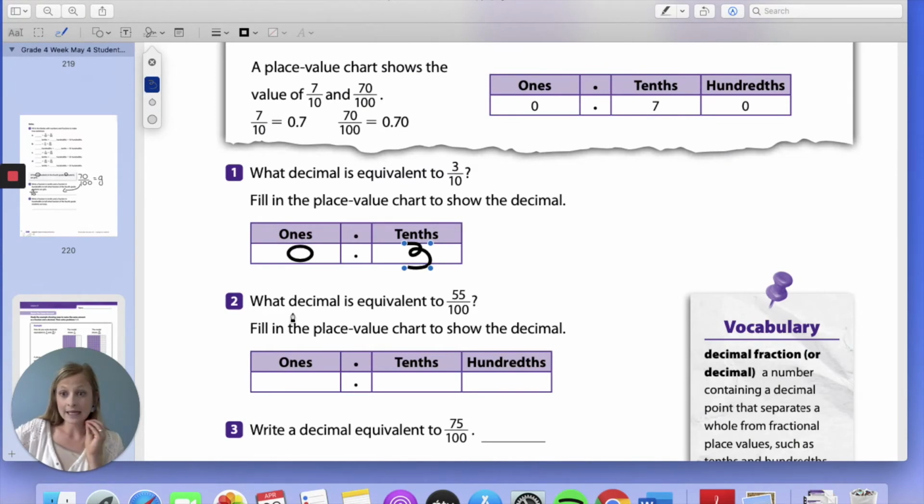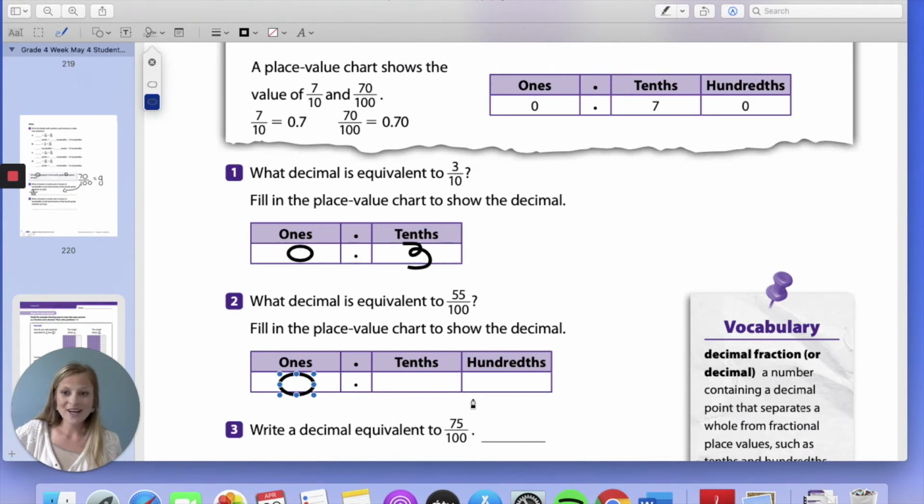Now, look at this one. It's going to get a little more complex here. It says, what decimal is equivalent to 55 hundredths? Fill in the place value chart to show the decimal. Now, is 55 hundredths a fraction greater than 1? No. So I'm going to go ahead and put 0. Now what I'd like you to do is go ahead and pause the video and fill in the place value chart for how you think you would write in 55 hundredths on this place value chart.